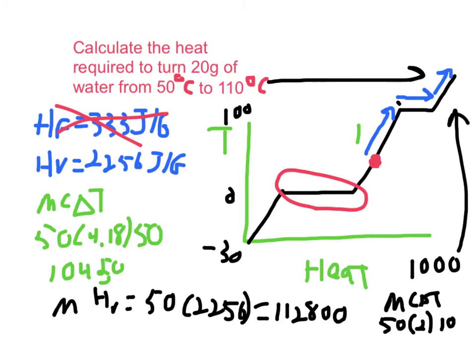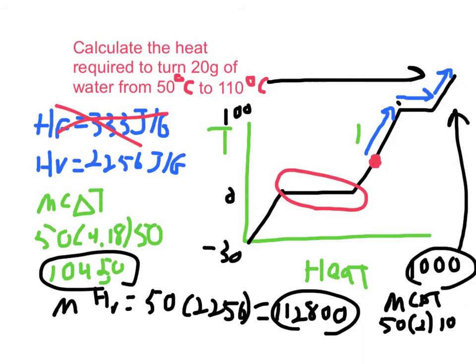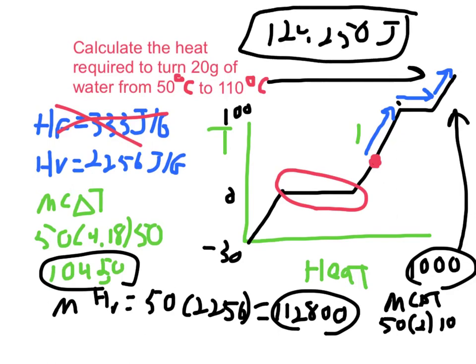Then you just add up all the numbers to find the total heat required. When you add all of those up, you get 124,250 joules. Now it sounds like a lot of energy, which it is quite a bit, but remember a joule is a fairly small unit.